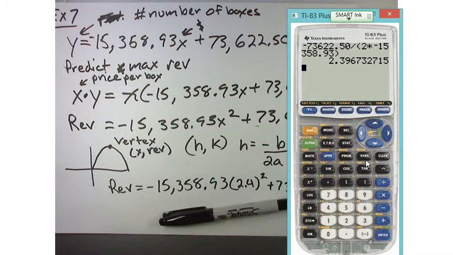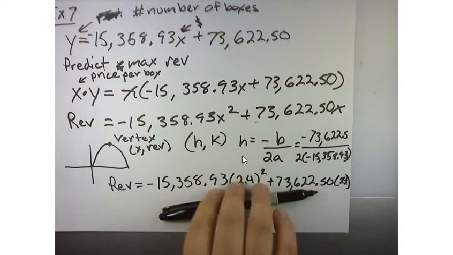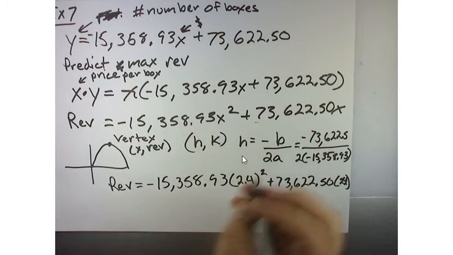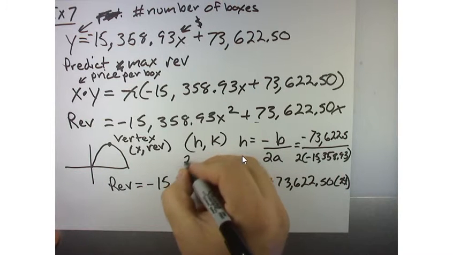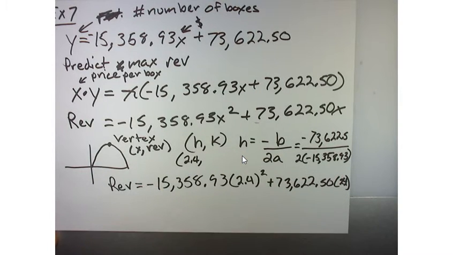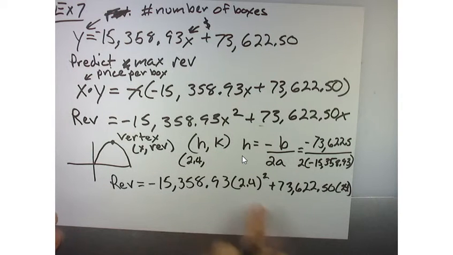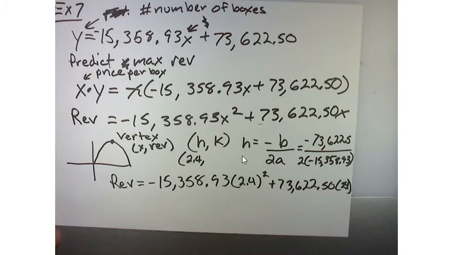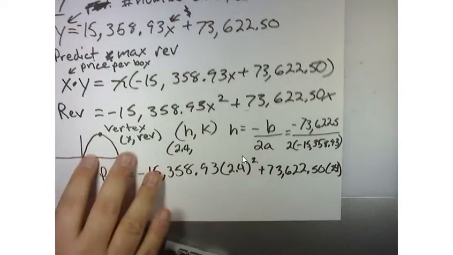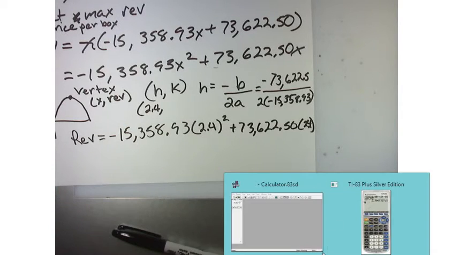So let me just show you this on the screen. What am I trying to find? Well, we said that the h was 2.4, right? That's the vertex. Now I've got to find the corresponding k. And I find that by plugging the 2.4 into the equation. So I'm going to need to plug that into my calculator.